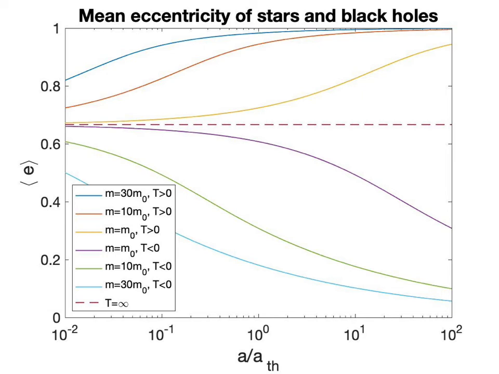This is spherical clusters. What you see is the eccentricity distribution, the mean eccentricity of stars in a spherical cluster as a function of semi-major axis, which is plotted on the x-axis. And what you see in the dashed line is the so-called maximum entropy distribution. You can see that the eccentricities of black holes are either much greater than the eccentricities of stars, if the temperature is negative, or much less if the temperature is positive. So black hole orbits turn out to be very sensitive thermometers.